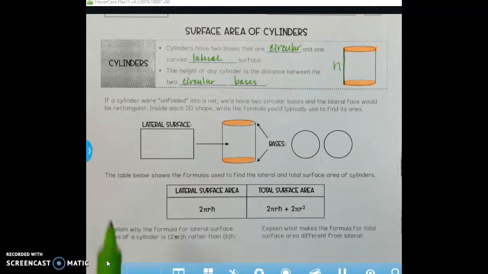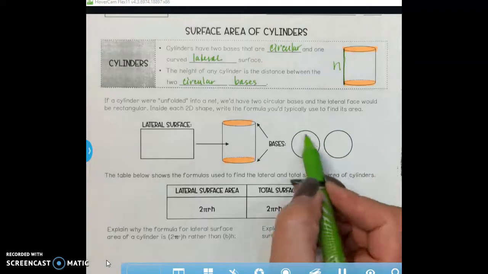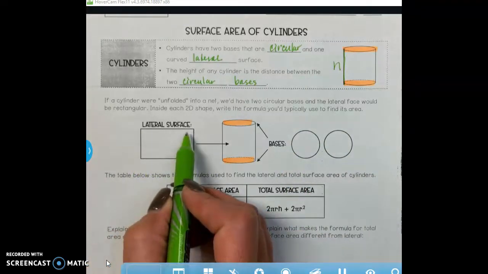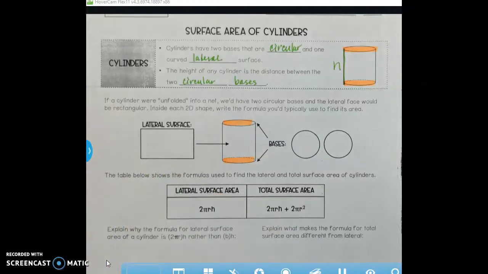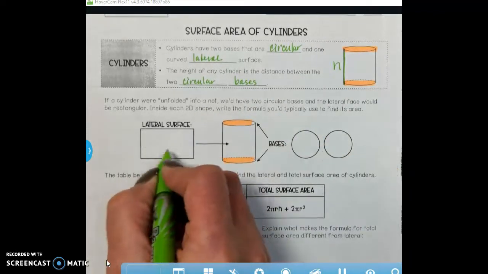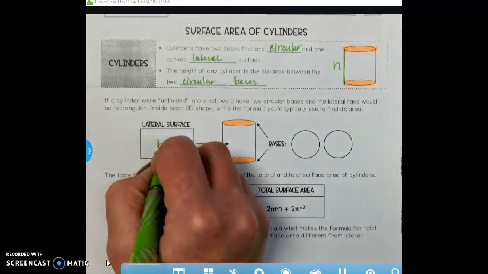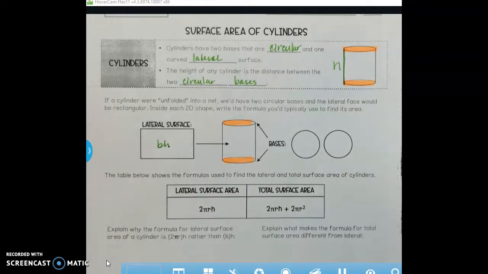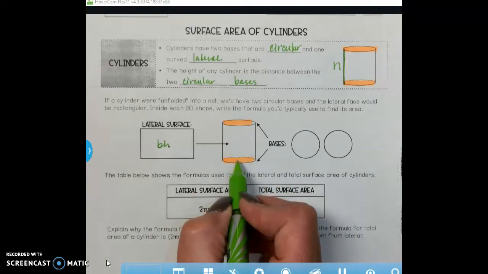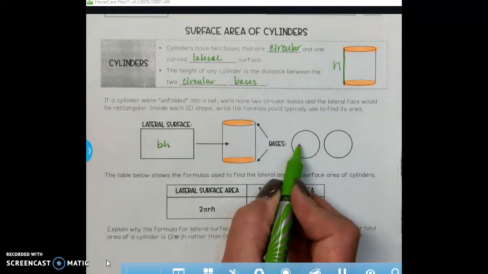So as you can see, it says if the cylinder were unfolded into a net, the circular bases are becoming circles, and the lateral face is a rectangular shape. It becomes rectangular when you unfold it. So from our previous experience, when we look at this shape, we would say this is base times height. This is just a simple rectangle. I'm going to come back to it in just a second. So it wraps around right here. It's that shape that's going to be between the bases.